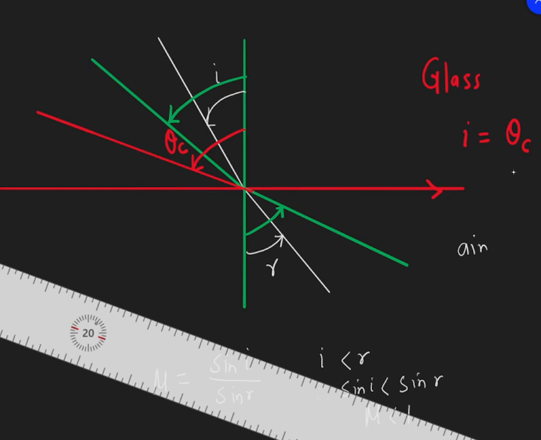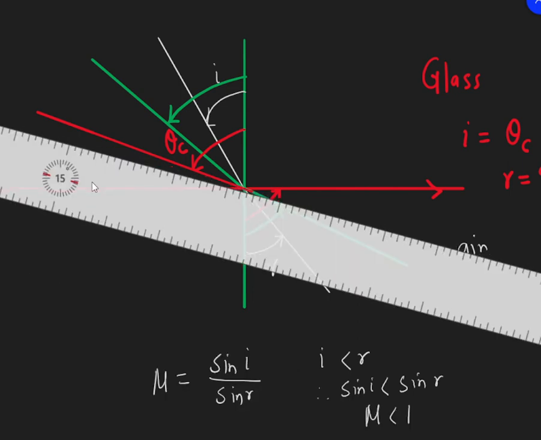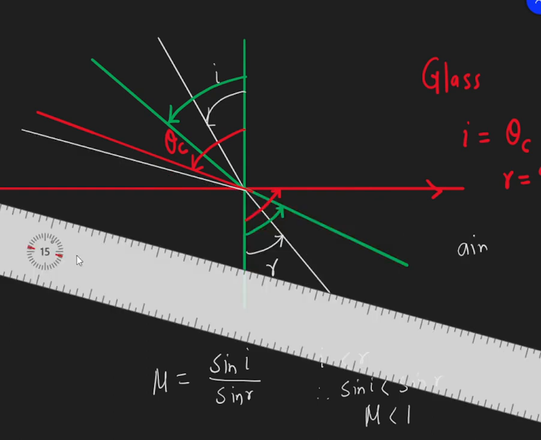What will happen if we increase the angle more than theta c? Let us try, say, 15 degrees. 15 degrees with the surface, not with the normal. So 90 minus 15 will be the angle with respect to the normal. Now obviously, if the angle of incidence is more than theta c, then r will be more than 90 degrees. More than 90 degrees means you are talking about the angle from this normal, so it will go into the glass itself. So this angle will be something like this.